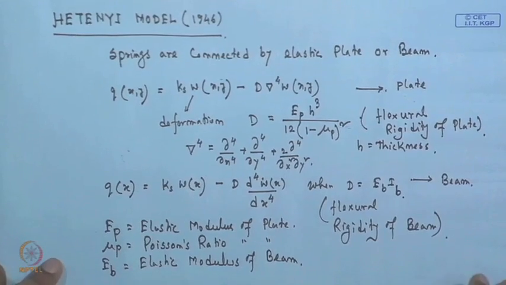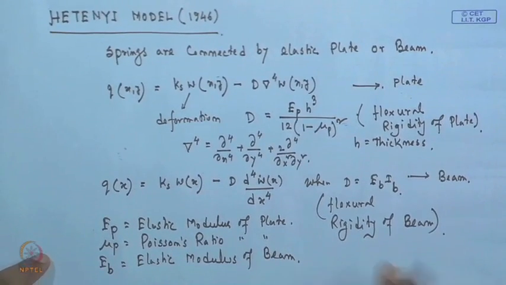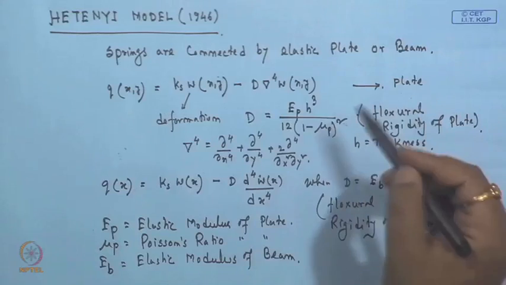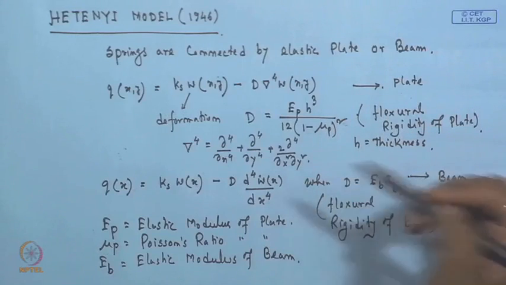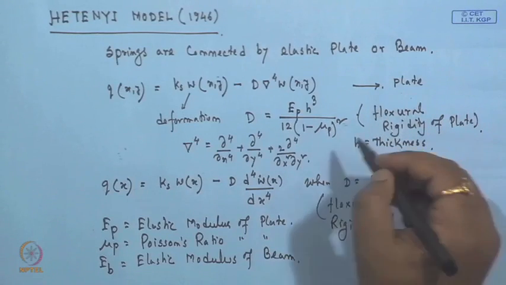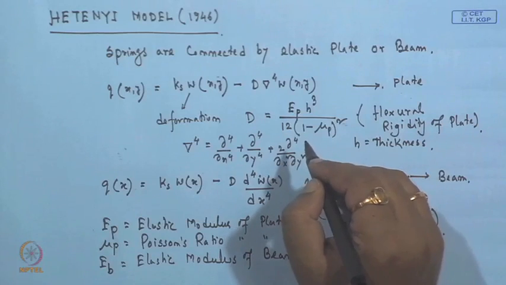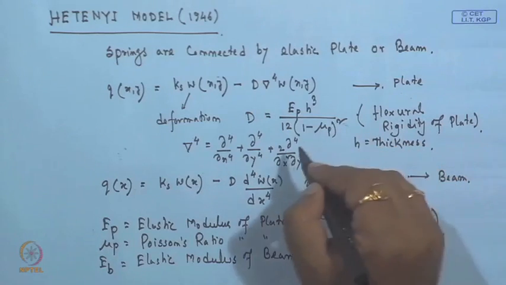So this is another improved model where, similarly, these springs are connected with a beam or plate, so that you will get the deformation beyond the loaded region. So the lack of continuity concept here also is improved. The next model is a similar type of model, where the lack of continuity concept is removed, that is our Pasternak model, where the springs are connected by a shear layer.